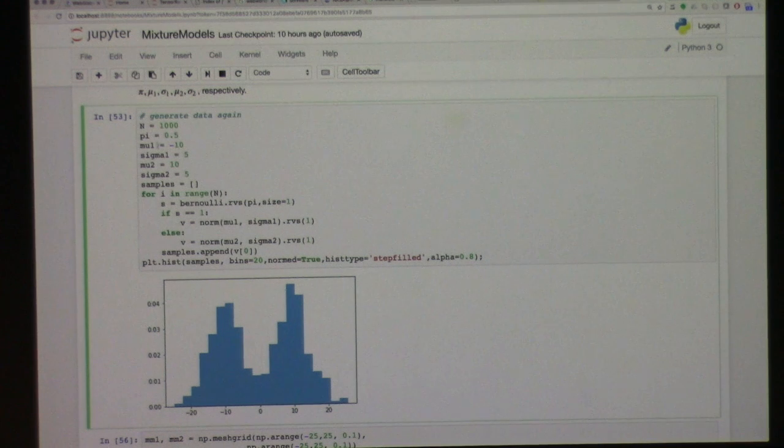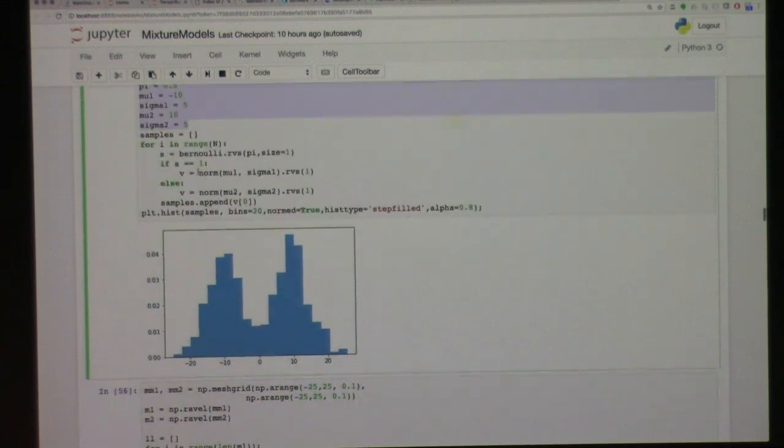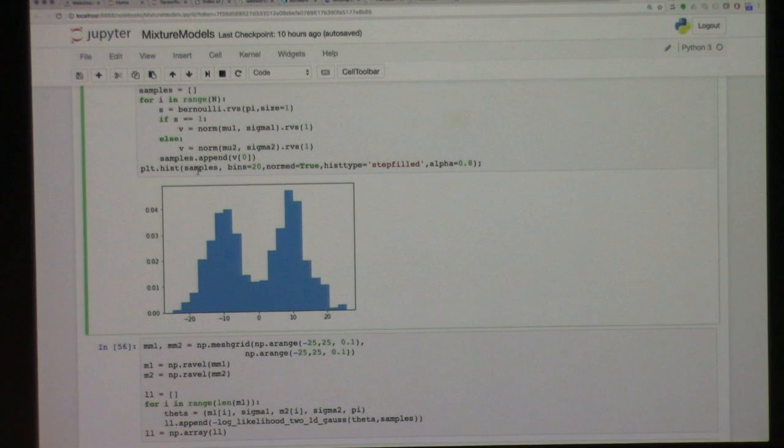So what I'm going to do today is first generate some data using some known values for these parameters. I'm going to assume pi is 0.5, mu1 is -10, sigma1 is 5, mu2 is 10, and sigma2 is 5. When I sample data from this generative distribution, all I do is first get a z, which is a hidden variable, from this pi distribution. If z is 1, I choose the first component, if z is 2, I choose the second component, and then I generate my samples.